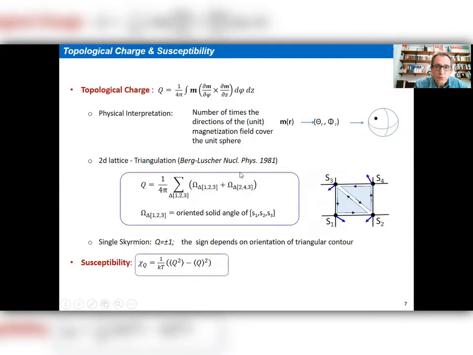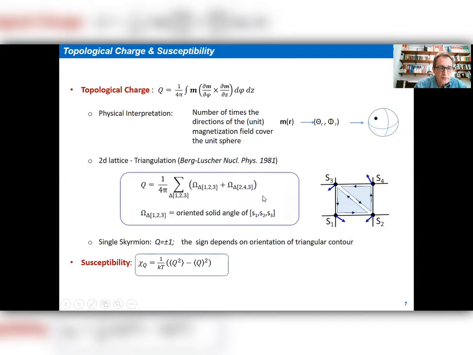Now, when it comes to quantifying this picture we saw before, we calculate two topological quantities: the topological charge and the susceptibility. The charge is defined in the usual way, except that cylindrical coordinates are used instead of Cartesian coordinates. And we use an algorithm introduced by Berg and Lüscher that transforms this continuous variable expression to a lattice expression.